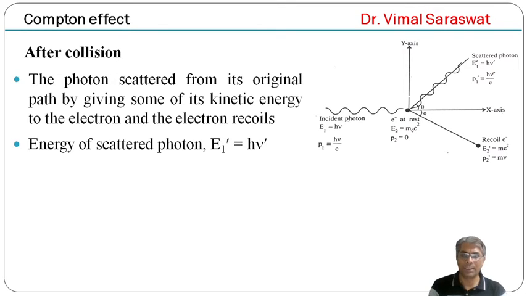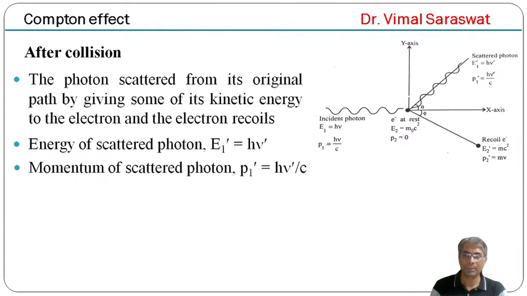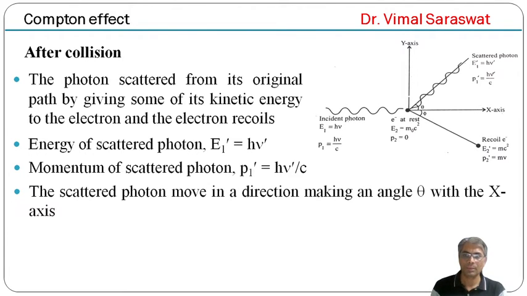So, after collision, the energy of the scattered photon E1 dash equal to h nu dash. Here nu dash is the frequency of the scattered photon, and the momentum of the scattered photon P1 dash equal to h nu dash by c. The scattered photon moves in a direction making an angle theta with the x-axis. So here we are showing an angle theta.